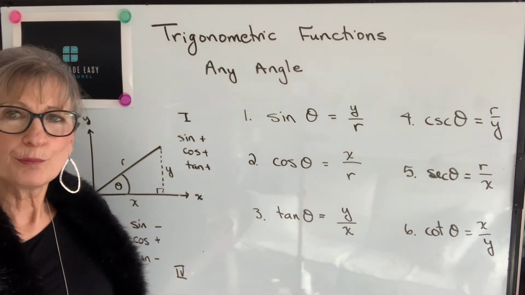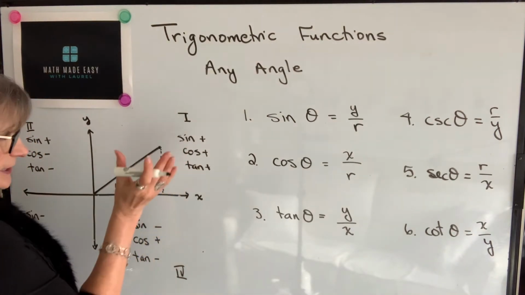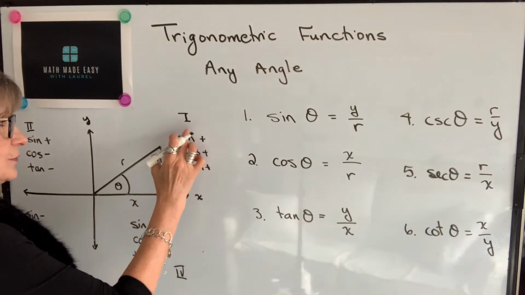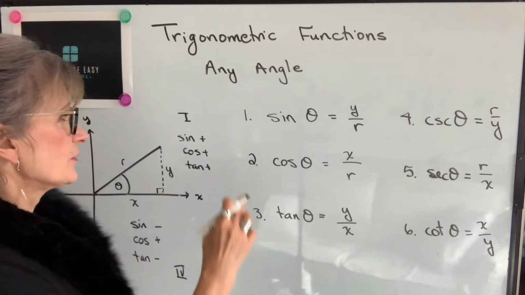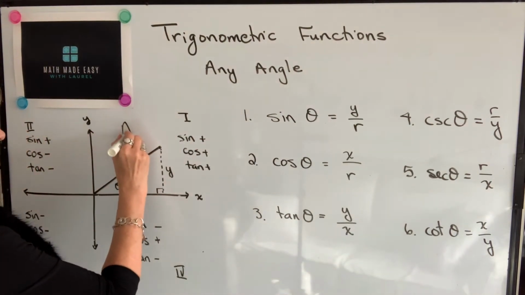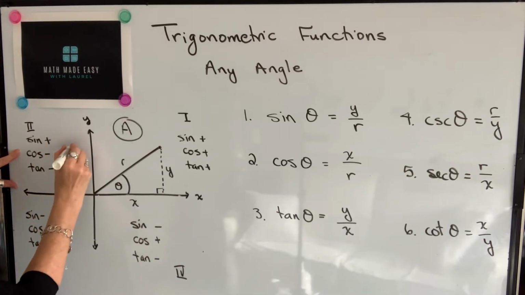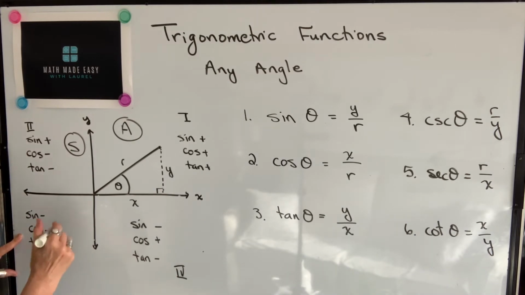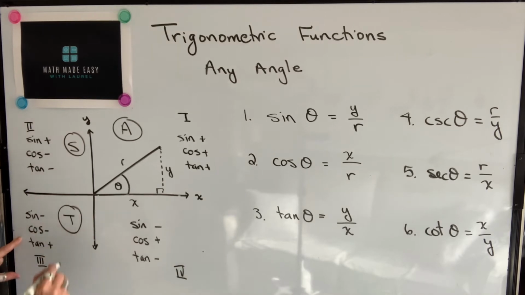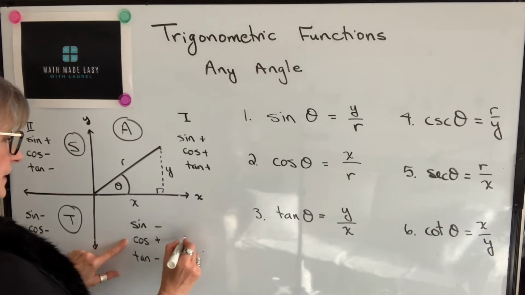So one way that you can remember where these trig functions are positive and negative is this little acronym. I'm going to look at each quadrant and write the trig functions that are positive. So in quadrant 1, they're all positive, so A. In quadrant 2, the only thing that's positive is sine, so I'm going to put an S there. In quadrant 3, the only function that's positive is tangent. Quadrant 4, the only function that's positive is cos.